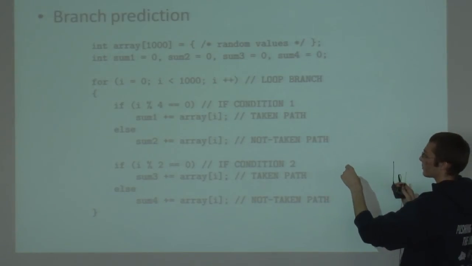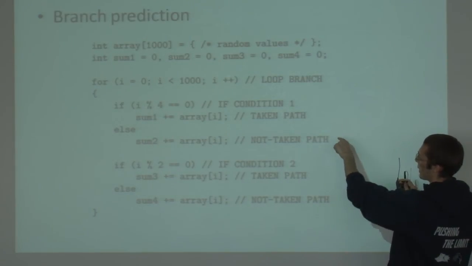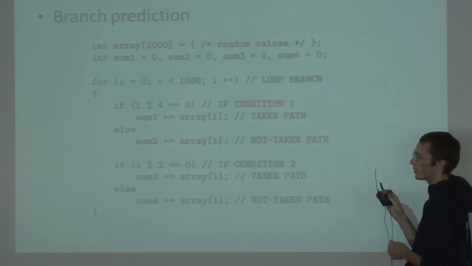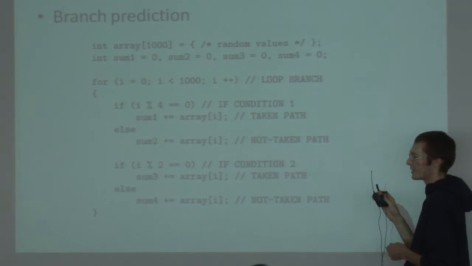So 0%, 99.8%, and 75%. So on average, that's 7/12 minus a little bit. Yeah.